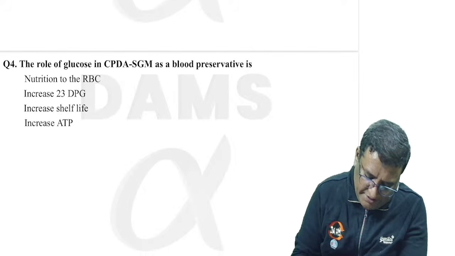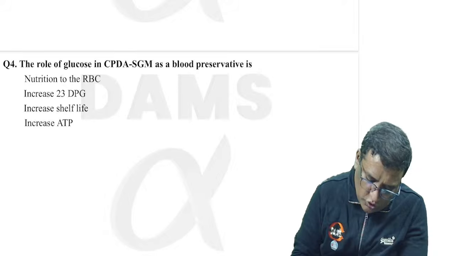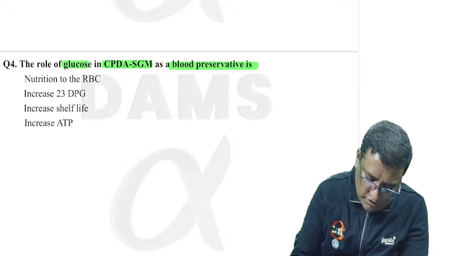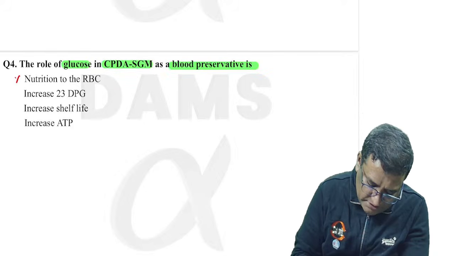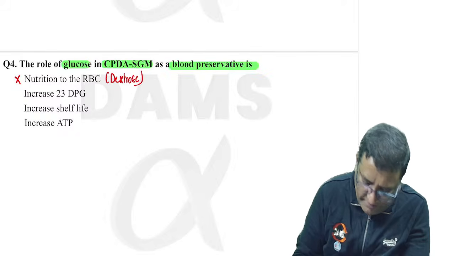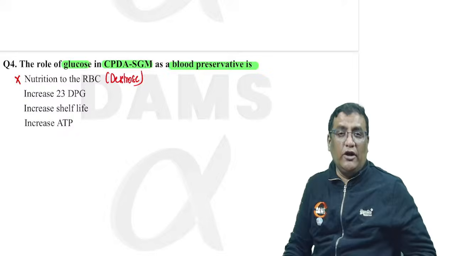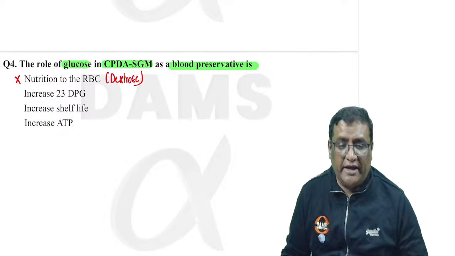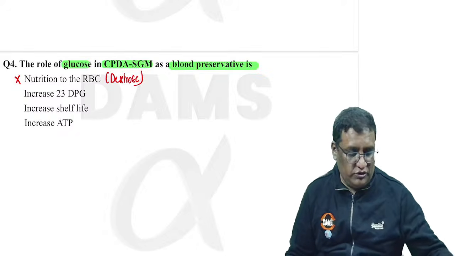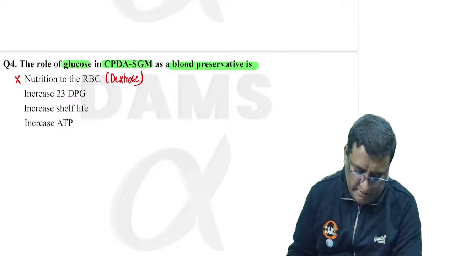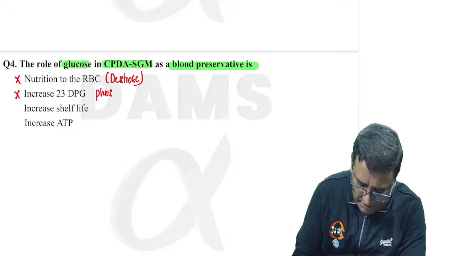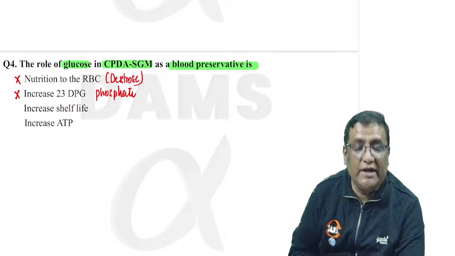It is a one-liner question: role of glucose in CPDA SGM as a blood preservative is. So what is the role of glucose? Nutrition to the RBC? No, nutrition is provided by dextrose. What is the dextrose and glucose difference? Levo-rotated molecule is your L-glucose. We are adding L-glucose and D-glucose. Dextro-rotated molecule is your D-glucose. Nutrition is provided by D-glucose. Increase DPG? No, this will be done by phosphate.